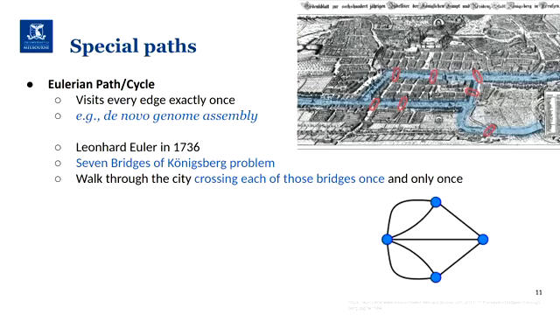And the 7 bridges of Königsberg problem is, how do we define a walk through the city crossing each of the bridges once and only once? So if we model each of the 4 regions as a node, and the bridges connecting different regions as an edge, we will have this graph. So we have 4 nodes, which are the 4 regions: north, south, the island, and east. And we have 7 edges, which are the 7 bridges. And the question is, can we visit every edge exactly once? Can we?